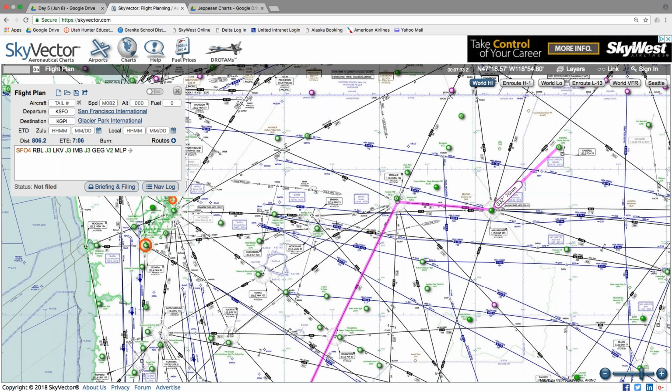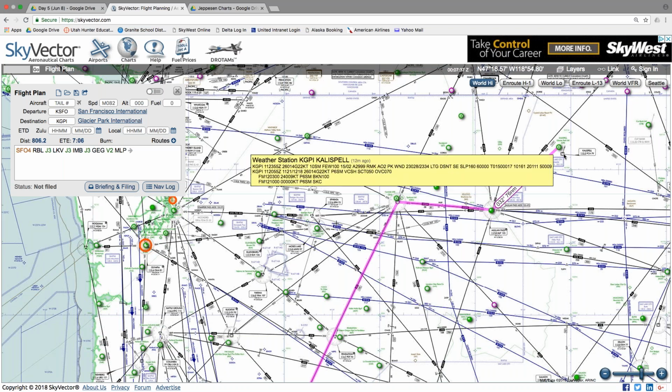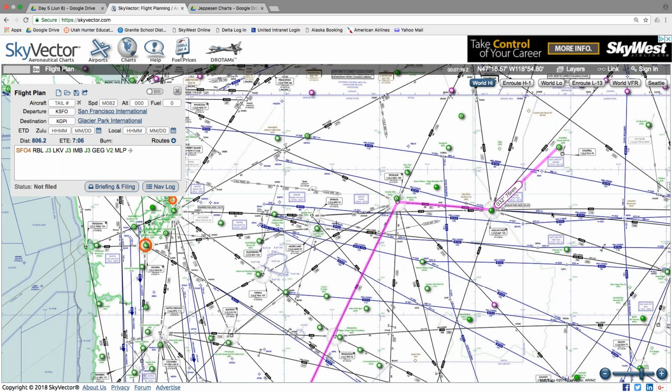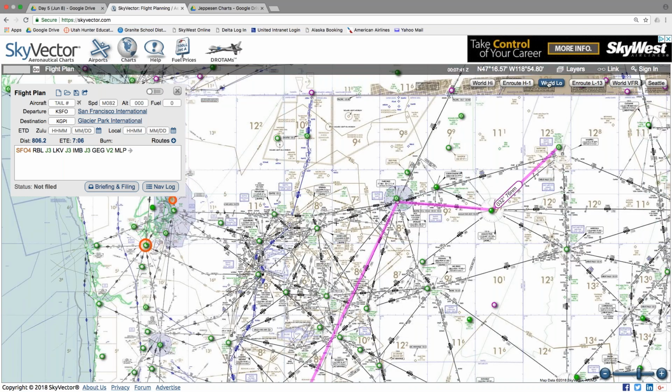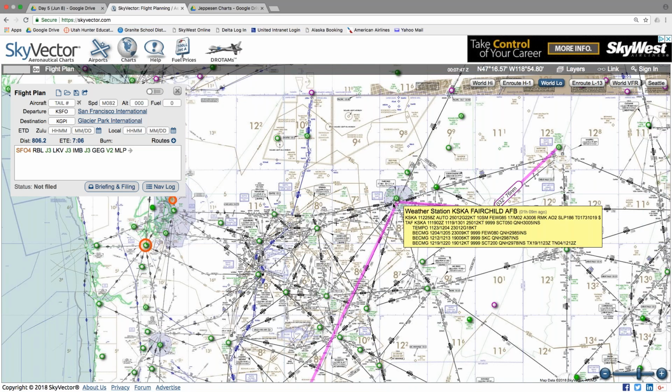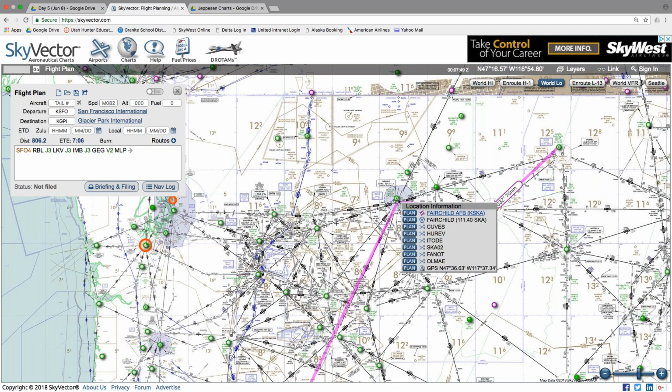Is that the closest VOR to Kalispell? Negative. We can see Kalispell VOR right there. It's just on our low chart. There's nothing wrong with using your low charts. If you want to fly an even more direct route, we can unplan this one. Just take it out.